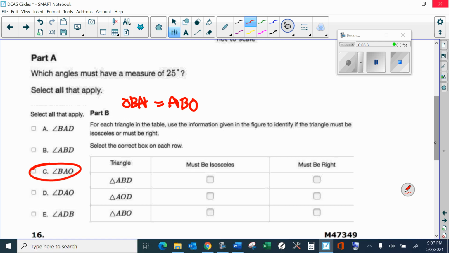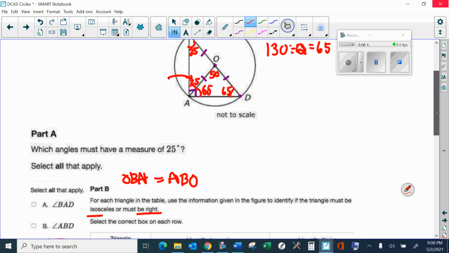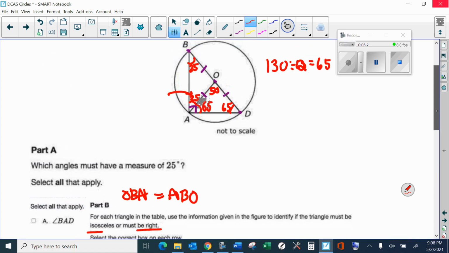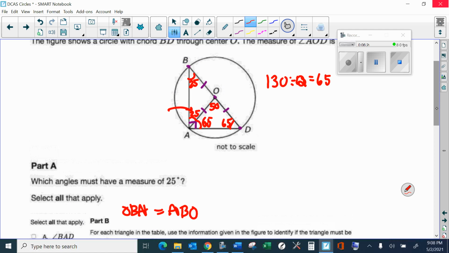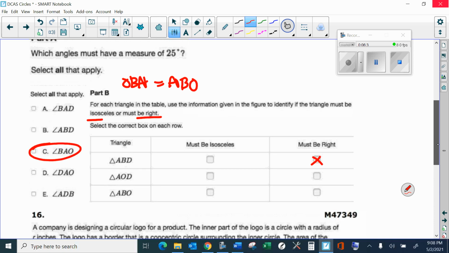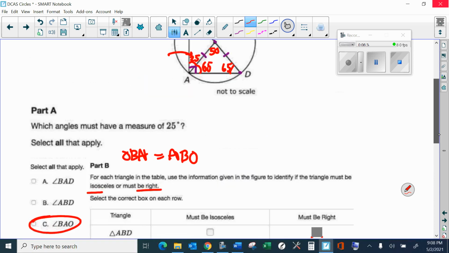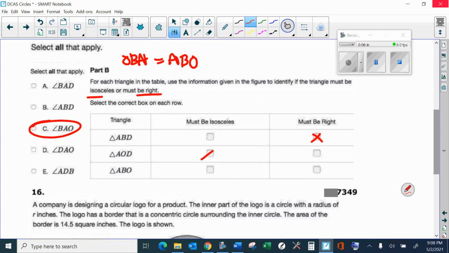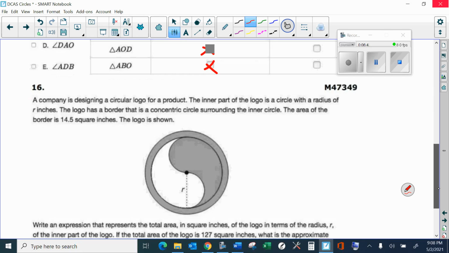So there's only that one right there. Okay. For each triangle on the table, use the given information to figure out the identity of the triangle: must be isosceles or right. So we've already identified that ourselves. Triangle ABD, the big one, we know is a right triangle. AOD and ABO are both isosceles. Okay, next.